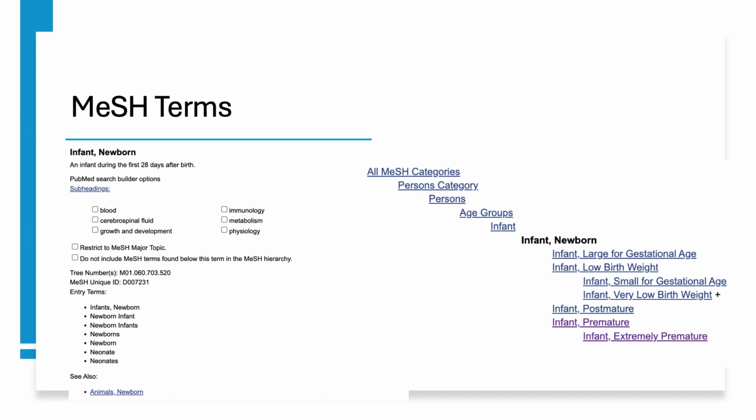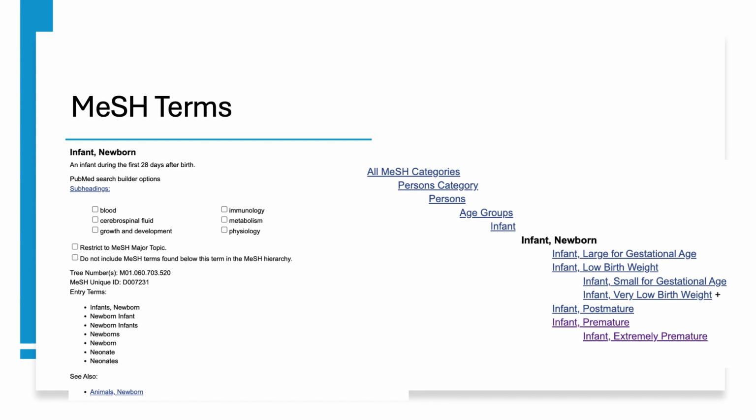So perhaps we're interested only in the immunology of newborns or in the physiology of newborns. Usually I leave this blank because that's very limiting to get that specific. I keep it a little bit broader. You can also restrict it to only a major topic, something that the article is significantly about. And you can also ask that it not include any of the narrower terms beneath it in the hierarchy.